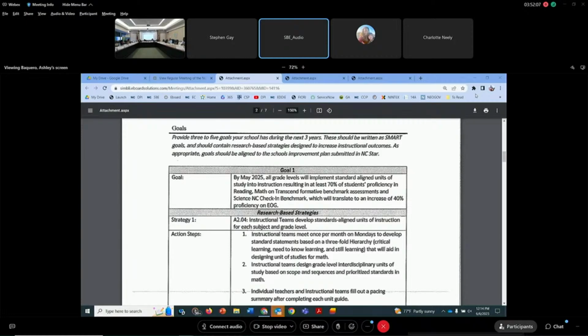I don't want to belabor the conversation, but I look at these strategies. Instructional teams will develop standards to align units of instruction for each student and grade level. Lesson plans, vertical bridge documents, and unit guides will be developed. All teachers will develop weekly lesson plans on aligned units of instruction.